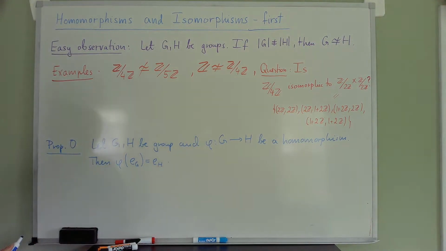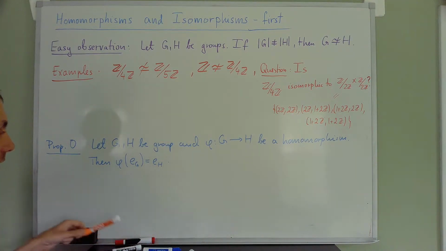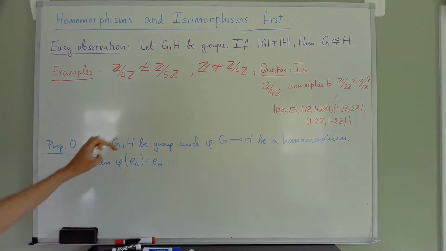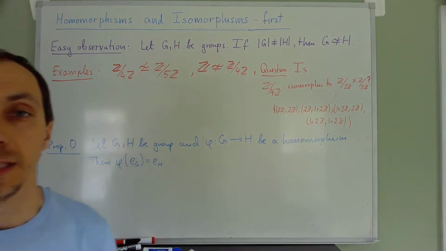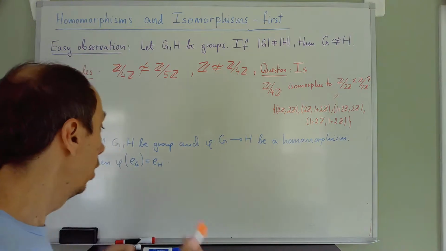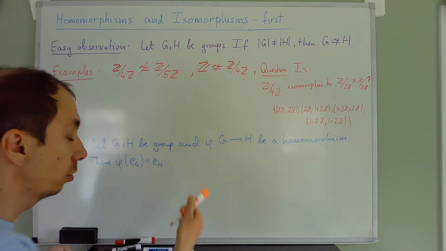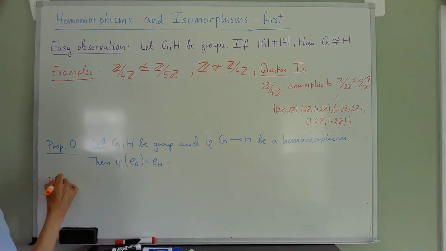In the proof and in what follows, I will usually just drop the subscript G and H, and you are supposed to figure out which identity I mean from the context. The thing inside the parentheses must be an element of G, so when I write phi of E, that E must be the identity of G. On the other hand, this identity here is phi of something, so it's an element of H, so it would have to be the identity of H. Alright, so let's prove this.